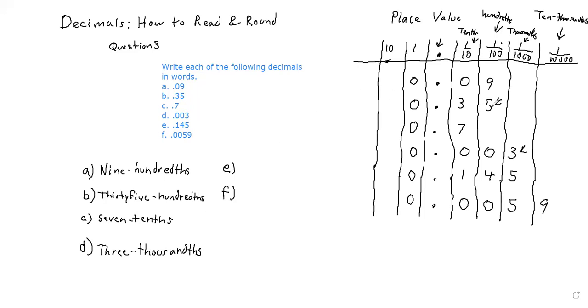Okay, the next one is E, 0.145. We put that in the place value table. We see the last digit of 0.145 is in the thousandths column, right? So it's going to be 145, and then the column that the last digit is in, thousandths. That's where you get the name from. So 145 thousandths.